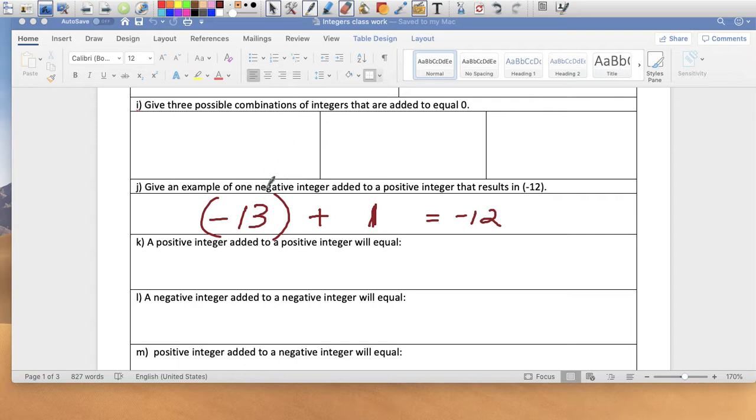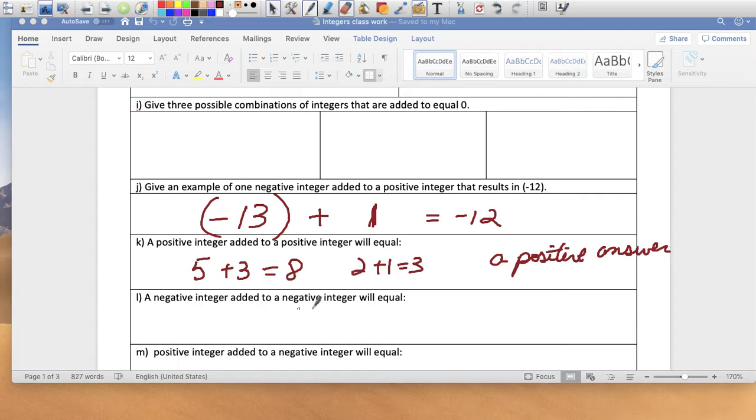because you can clearly tell that there's more negatives. How many more negatives? -12. A positive integer added to a positive integer will equal, so if you take any positive number, let's say 5 plus 3 equals 8, 2 plus 1 equals 3. I mean, you can write some examples, but a positive plus a positive will always equal a positive answer. Always.